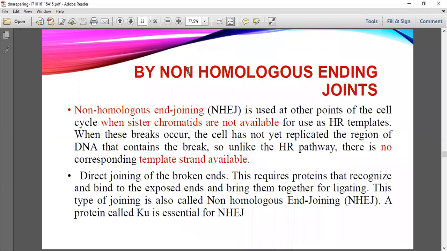in non-homologous end joining, there are no homologous chromatids present, nothing like a homologous region between the two strands of DNA. So that's why no replication or synthesis of DNA happens. It generally joins the non-homologous ends by using some enzymes and proteins.